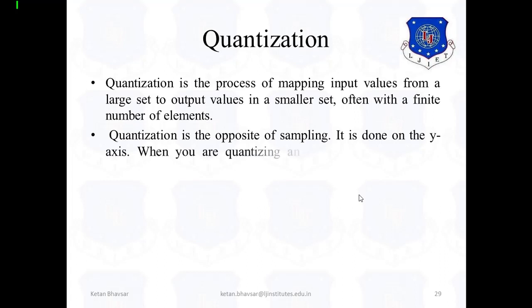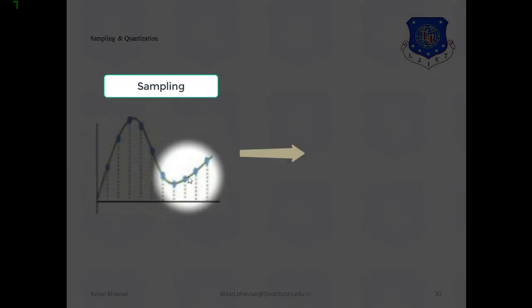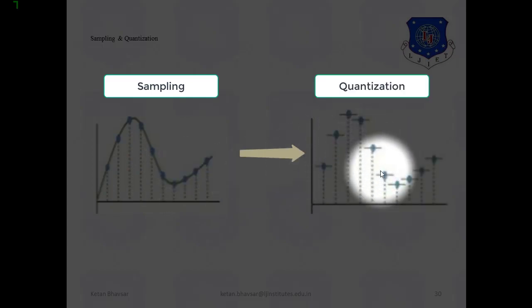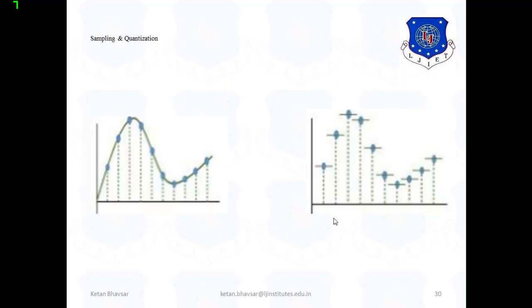Quantization is the opposite of sampling. It is done on the y-axis. When you are quantizing an image, you are actually dividing a signal into quantization partitions. The analog signal looks like this. It's particular dots, and after applying the quantization, you are getting the exact amplitude values. So you can convert the data into digital form easily using quantization.